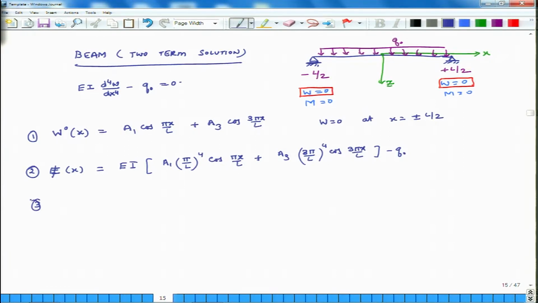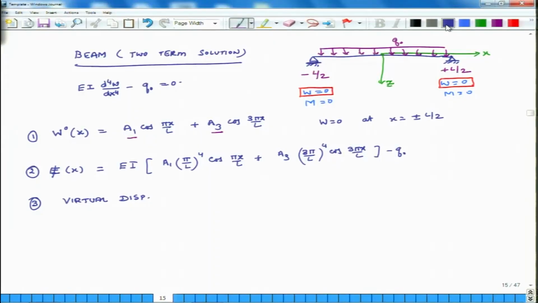Third, we have to write the statement for virtual work is equal to 0, and for that we have to first select a function for virtual displacement. Okay. So, virtual displacement, now here is the trick. In the function for W there are two terms, and the unknowns are A1 and A3. So, when we choose the function for displacement, there also we choose a two term virtual displacement field. That will make things easier.